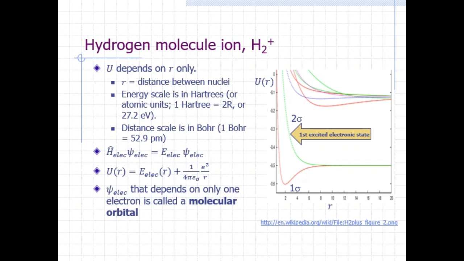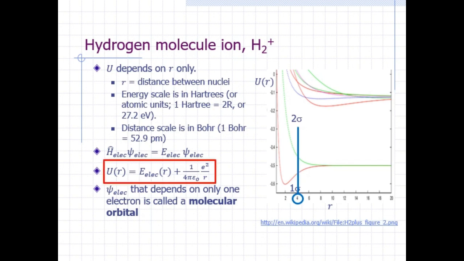Every point on every curve represents a solution to the electronic Schrödinger equation. For example, if we were to set the value of r equal to 4 Bohr, then this point corresponds to the electronic wave function with the lowest eigenvalue. This is the ground electronic state at r equals 4. The molecular potential energy at this point is equal to the eigenvalue plus the potential energy due to repulsion between the two nuclei. This point corresponds to the first excited electronic state at r equals 4.